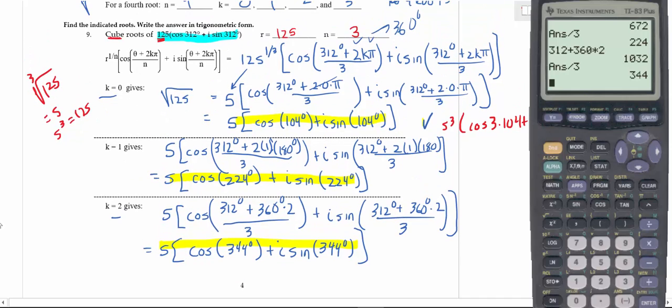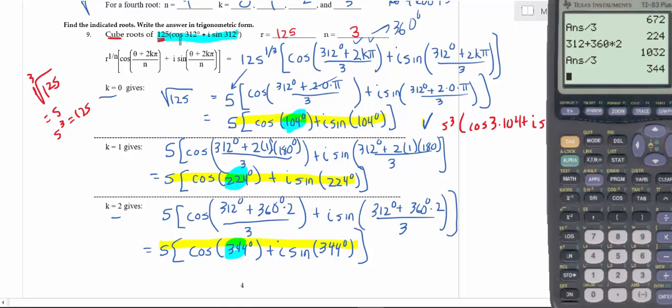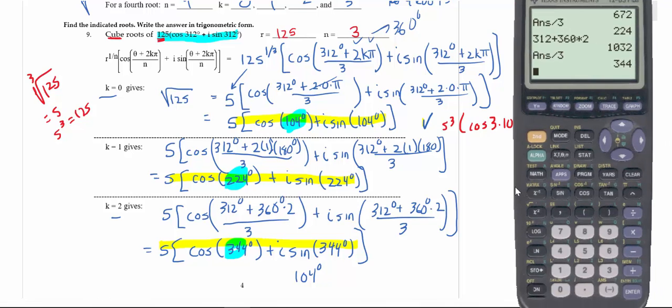Okay, now I want to show you something on this. I want you to look carefully at these angles, 104, 224, 344. They have something in common. Notice that if you do 224 minus 104 on a calculator, you get 120 degrees.